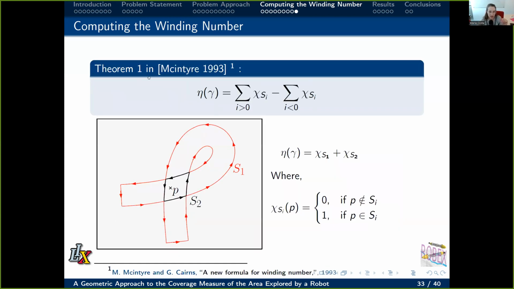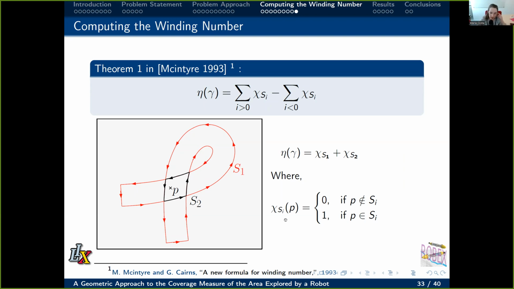And we are going to be using a theorem that allows us to compute the winding number for a closed curve using the sets, so doing a sum of the characteristic function of the sets. And for the previous example, we will have that the winding number is equal to the characteristic function of S1 plus the characteristic function of S2. So S2 and S1, they are represented here.